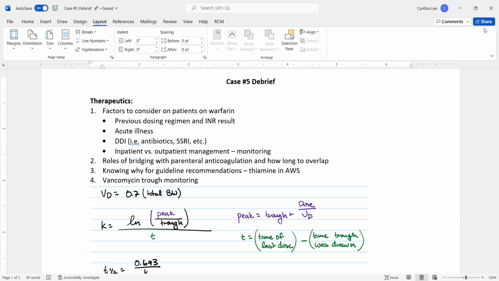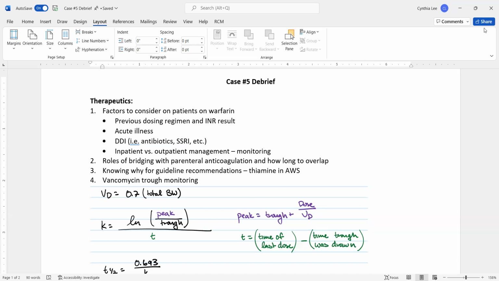So let's start off with the anticoagulation first. Some factors to consider for anybody who is on warfarin, either inpatient or outpatient, can significantly affect or interact with the warfarin and cause changes or fluctuation in INR. So it's very important to look at the patient overall instead of just looking at the warfarin doses and INR, right? Look at the protocols as well.